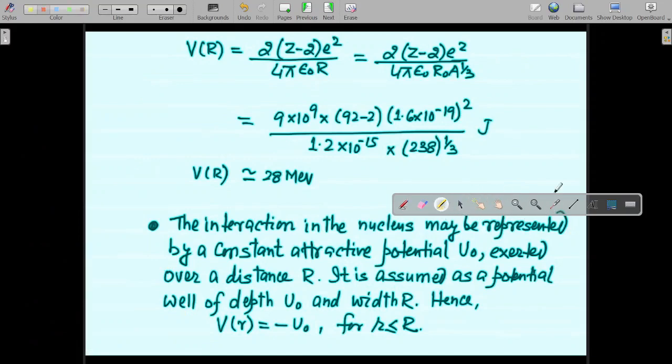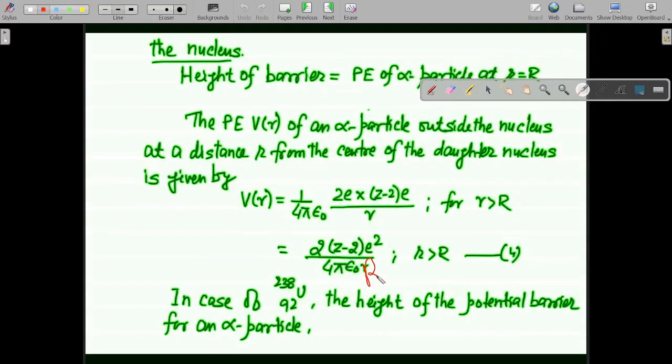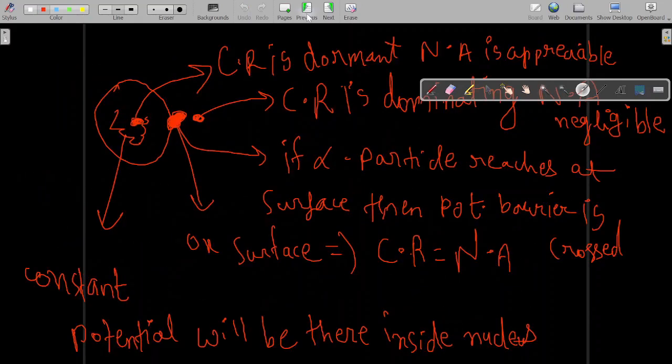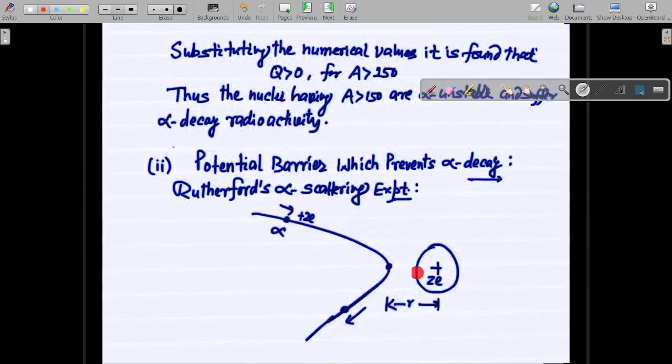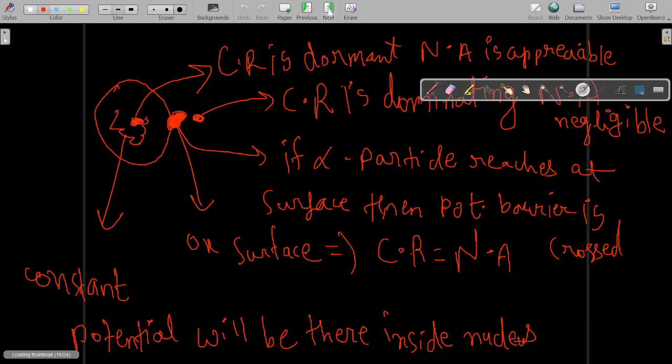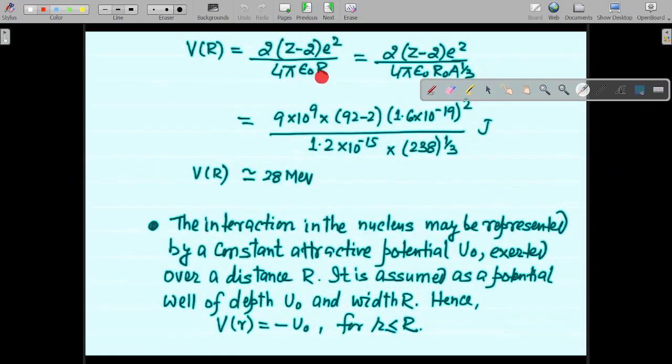So what have we done then? Instead of small r, we have put capital R. Why? Because you remember the figure: small r will be equal to capital R at the surface. That's why small r equals capital R, because we are finding the value at the surface. So this small r was here, and it will be replaced by capital R. Now Z minus 2, why? Because Z minus 2 is the atomic number of the daughter nucleus.